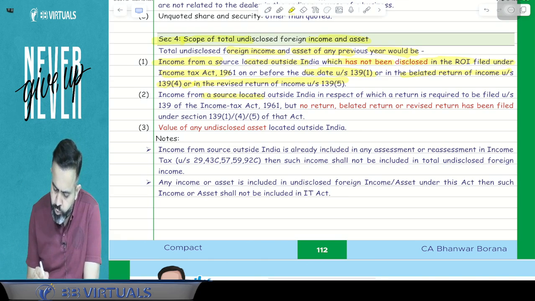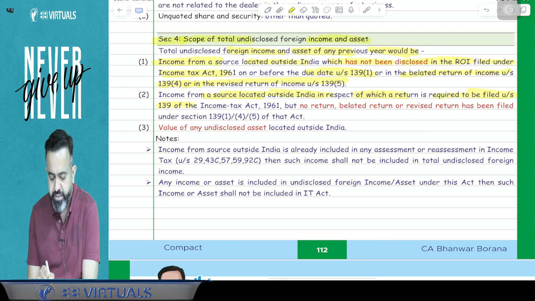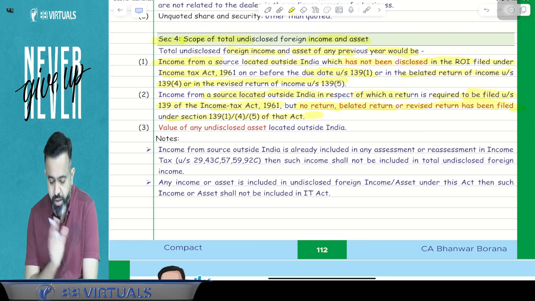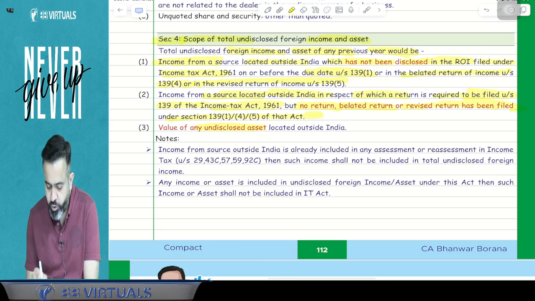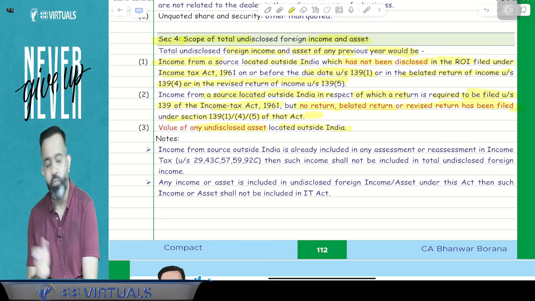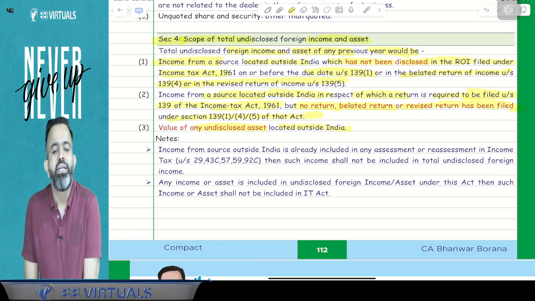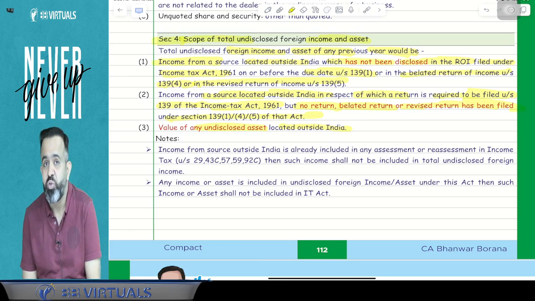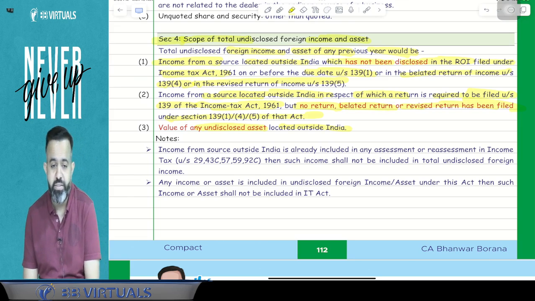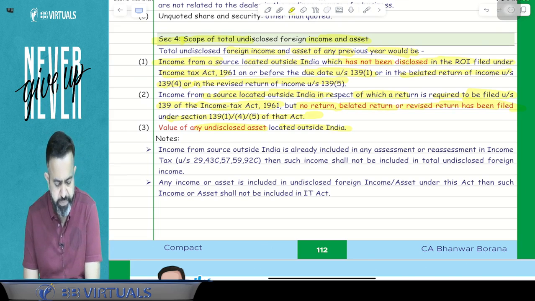Or income from a source located outside India in respect of which a return is required to be filed under section 139 of the Income Tax Act 1961, but no return, belated return or revised return has been filed under these sections. Or, guys, the value of any undisclosed asset located outside India. Nowadays in the return of income, you have to declare the asset also. You have to give the detail of the asset. Suppose the asset detail is not given, then it will be covered in the undisclosed asset.